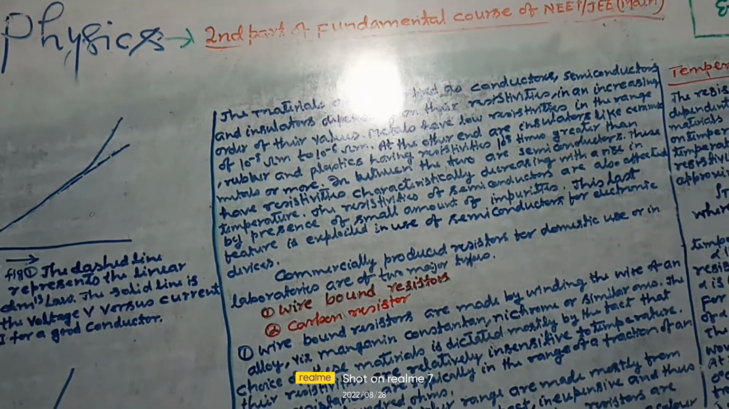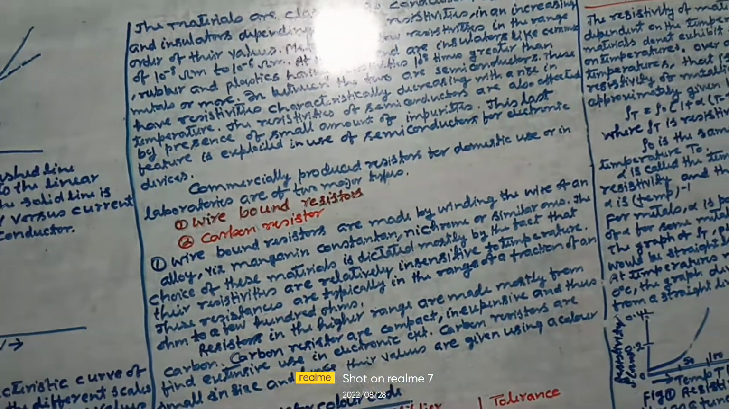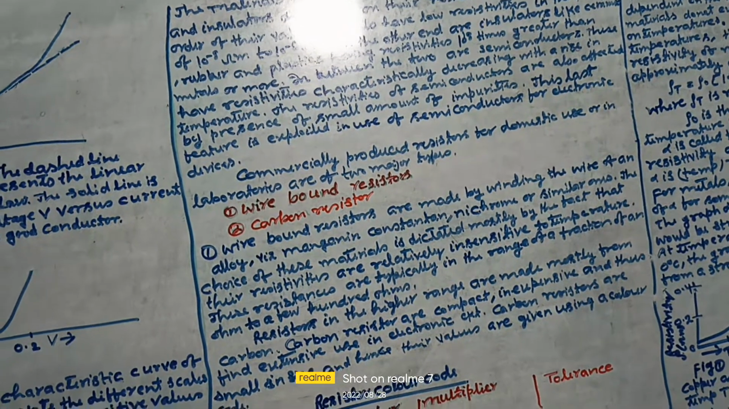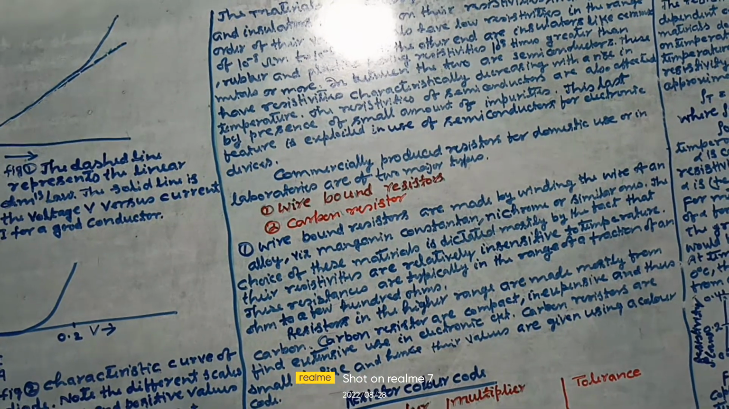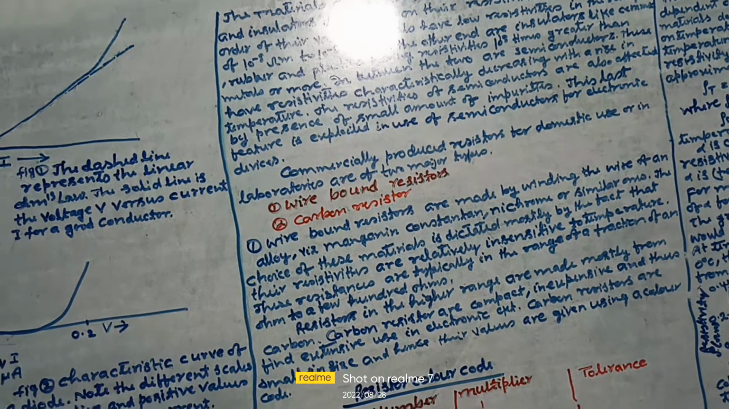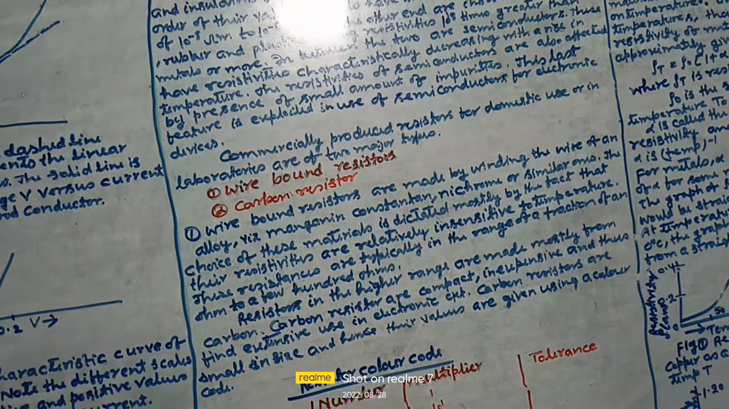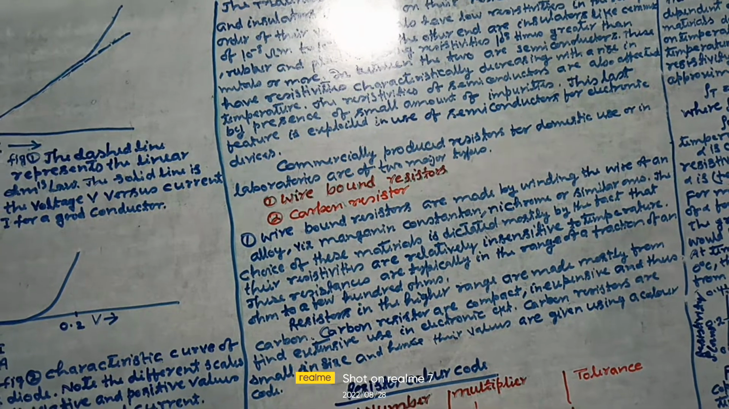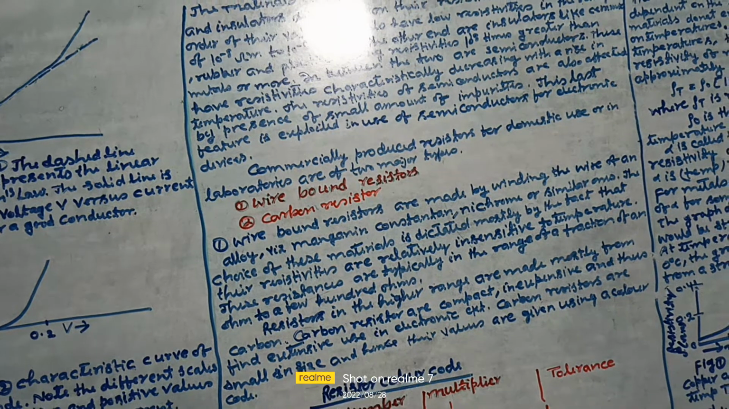Now the materials are classified as conductors, semiconductors and insulators, depending on their resistivity, in an increasing order of their values. Metals have low resistivity, in the range of 10 to the power minus 8 ohm meter to 10 to the power minus 6 ohm meter. At the other end are insulators like ceramic, rubber and plastic, having resistivity 10 to the power 8 times greater than metals or more. In between the two are semiconductors.